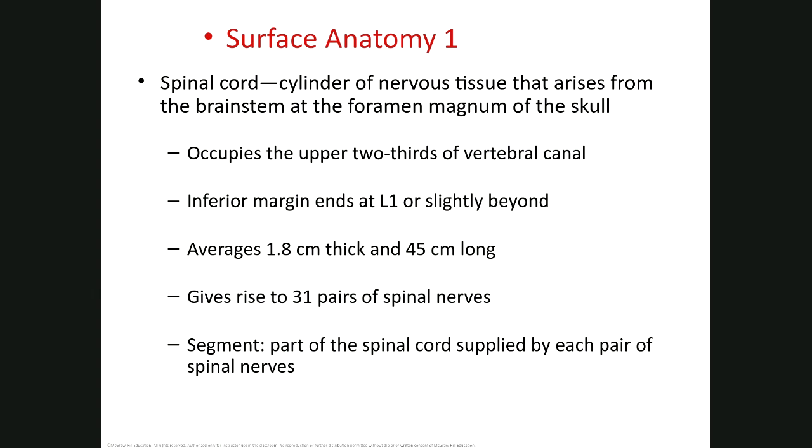Spinal cord is like a cylinder. It occupies two-thirds of the vertebral canal, and if you remember in ANP1, there is an opening if you look at it from the superior view, and that would be your vertebral canal. That's where your spinal cord passes through. If you look at it on the lateral side, you will see the intervertebral foramen. That's where the spinal nerves come out. When the spinal cord produces spinal nerves on both sides, they pass through the intervertebral foramen.